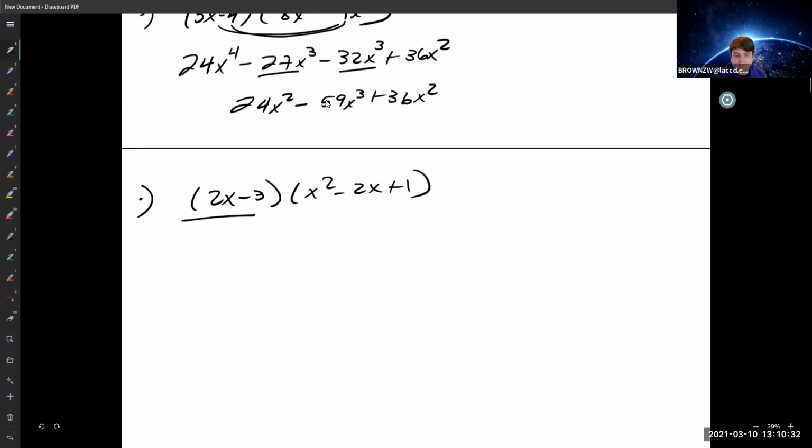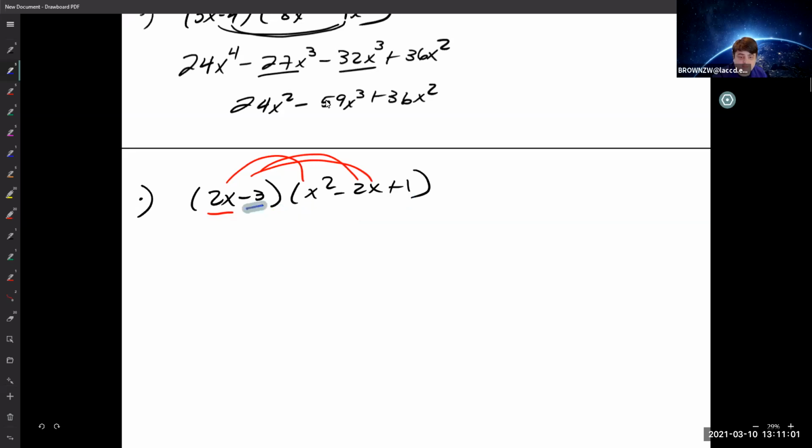Let's say we have a binomial and a trinomial being multiplied together. The problem here is that FOIL doesn't cover everything, and we can't have an acronym for every single combination of multiplication. So all we're doing here is making sure that this 2x gets multiplied onto all 3 terms, and this negative 3 gets multiplied onto all 3 terms. That's really all we need to make sure.